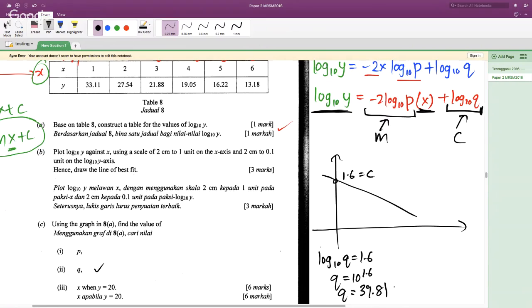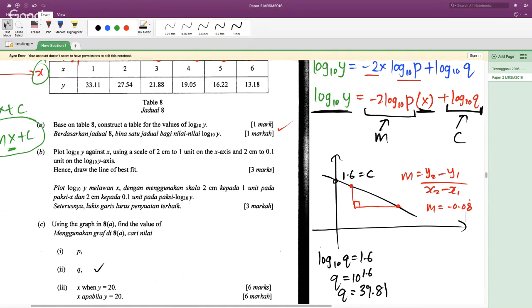All right, then for the gradient, what you can do is take any two coordinates, or any two points on the line. And normally I will draw the right angle triangle to indicate I'm using these two points to find my gradient. And then you use the gradient formula to find your m value. According to the marking scheme, your m value here you should get negative 0.08.